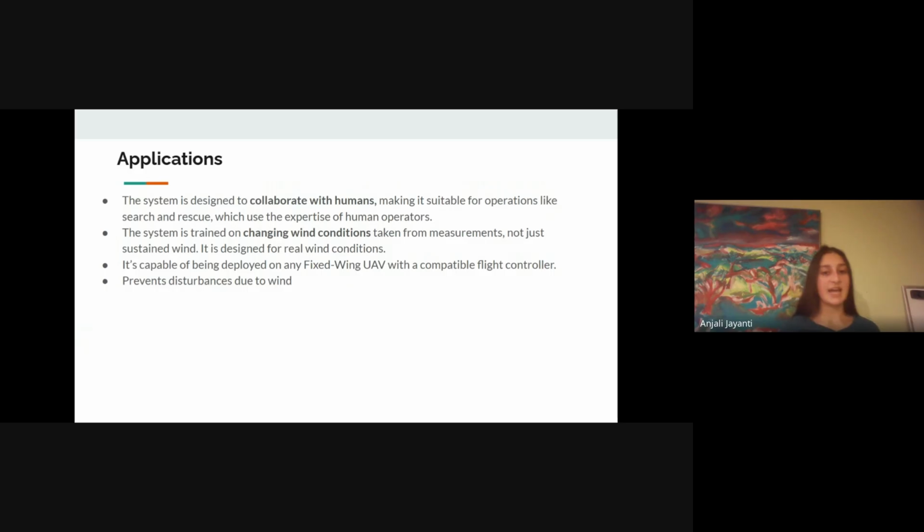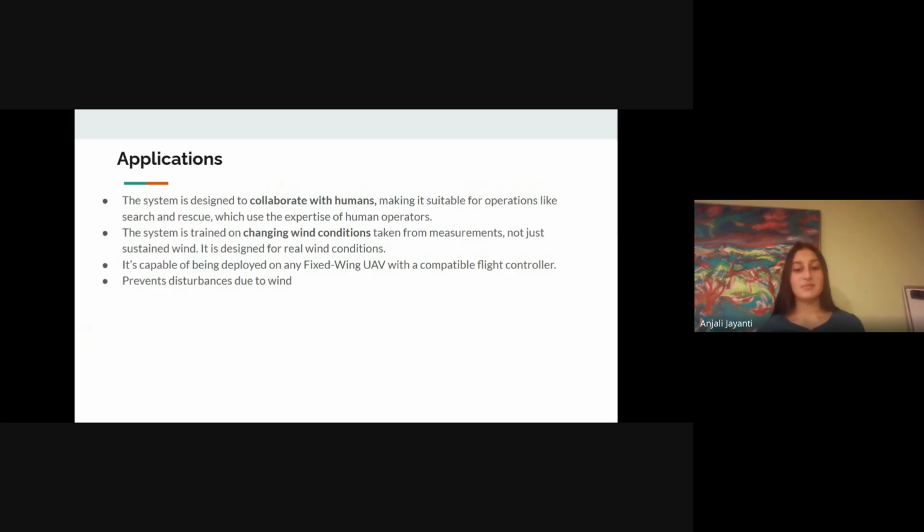So this system is designed to collaborate with humans. This is a very different way than a lot of other wind resistance algorithms have approached it. It's also trained on changing wind conditions, not assuming that wind is going to be constant in any way.